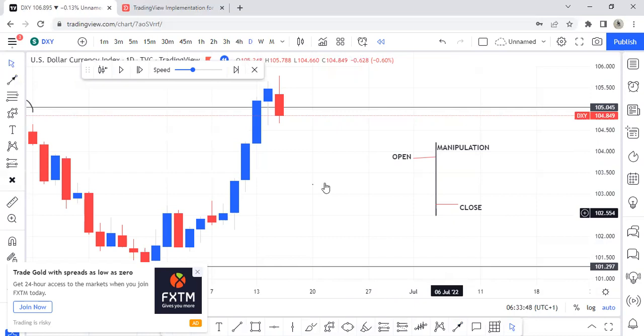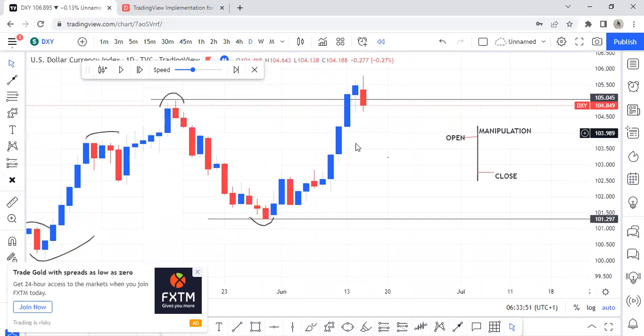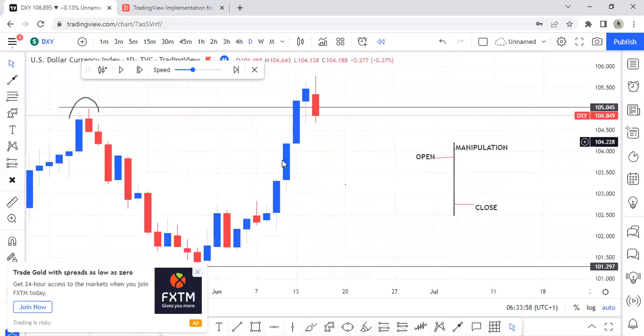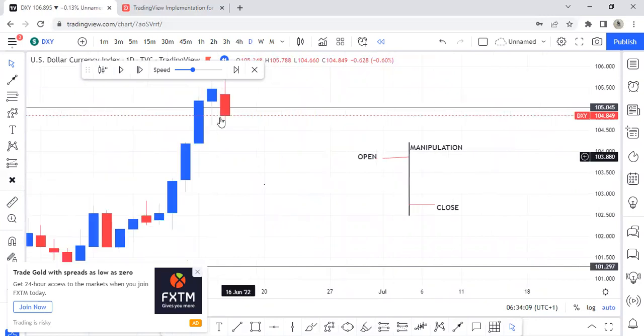Now you must always look at the bigger time frame perspective. What is the market doing on the bigger time frame, and how can I catch the move today? Although this is a bullish market, the market has obviously captured all the liquidity. So what do we expect the market to do? To drop down. Now we have our open, close, and manipulation. Seeing this, I expect this market to keep selling down.